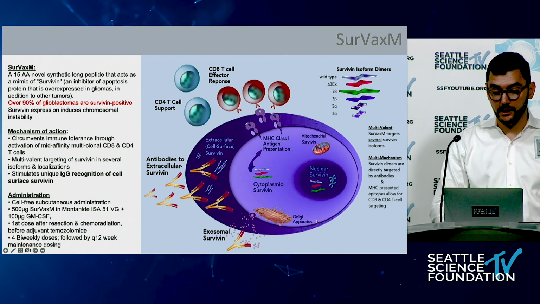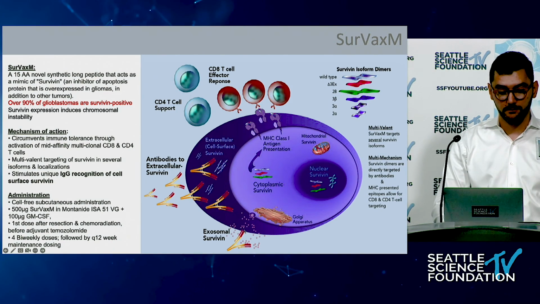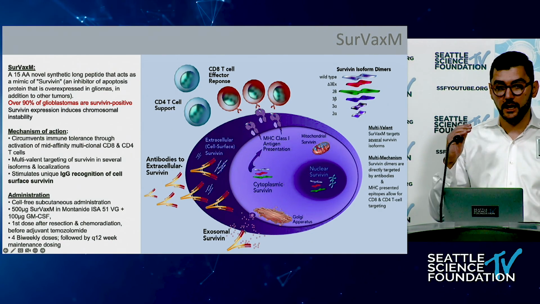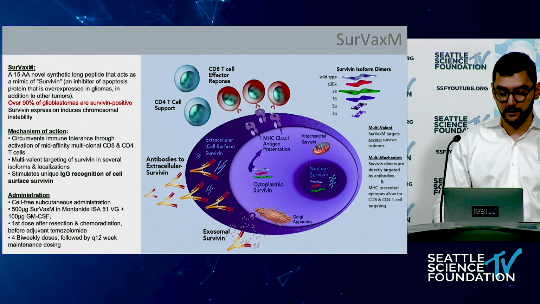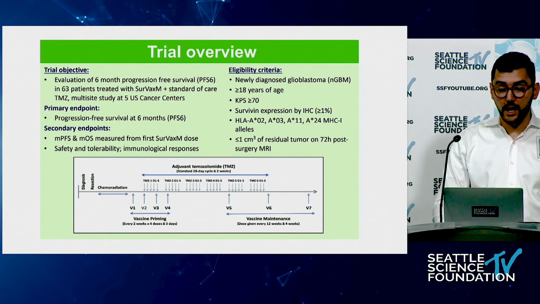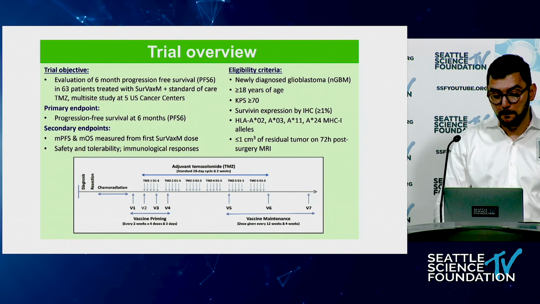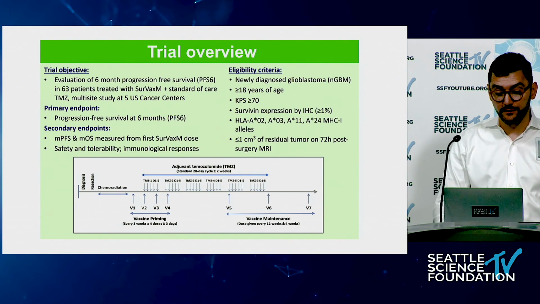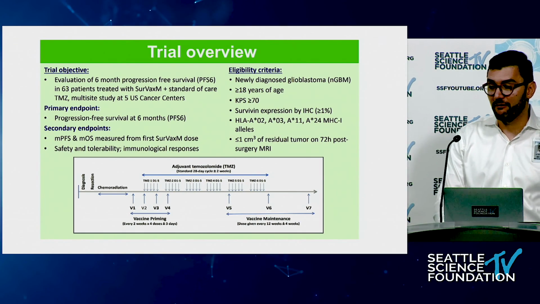So you can see here on the depiction of this cell, there's survivin in the nucleus, in the cytoplasm, and then this is supposed to be the cell surface. So there's survivin on the cell surface. So you're getting an adaptive immune response against cell surface expressing survivin cells. So the trial that was reported in the NBC article was a phase 2 study. They were interested in 6-month progression-free survival. They had 63 patients. It was a single-arm study, and it was performed at 5 centers.